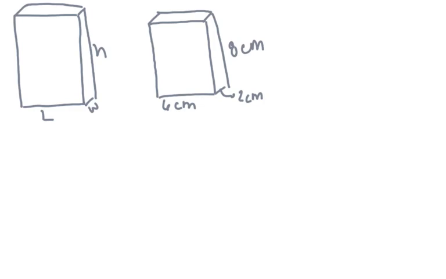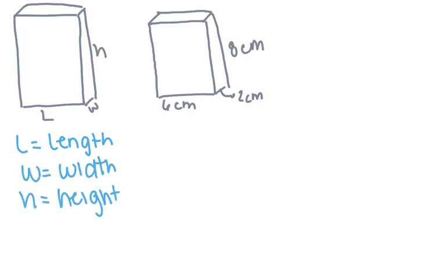So on this picture of a rectangular prism, what does L stand for? L equals length. So what would W and H stand for? W stands for width and H stands for height. So we know the formula for volume of a rectangular prism, and that is length times width times height. So what number can we substitute for the L in the formula?